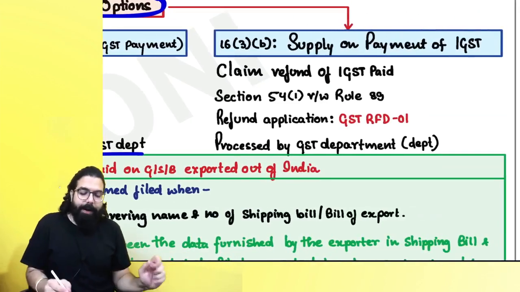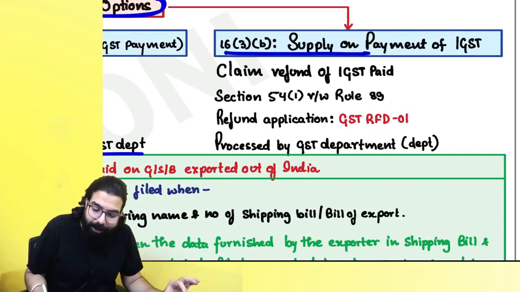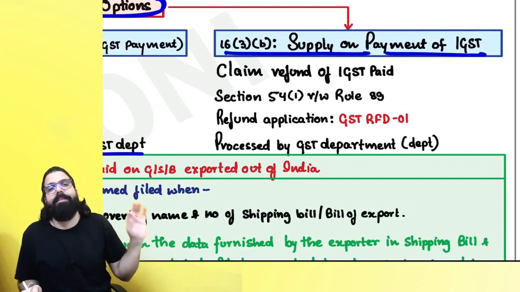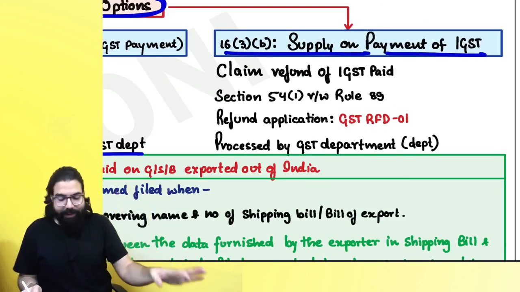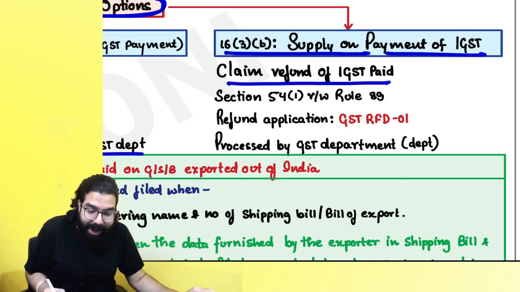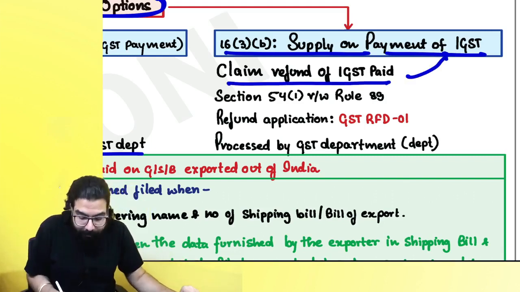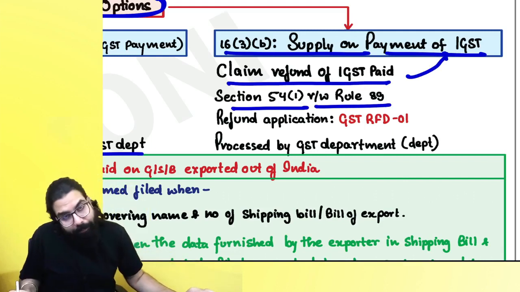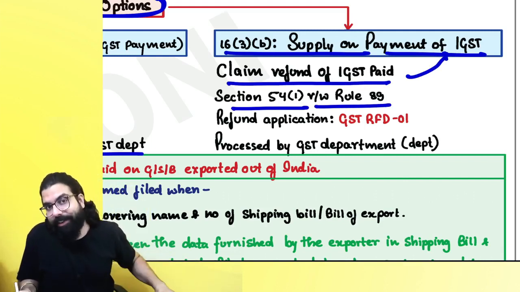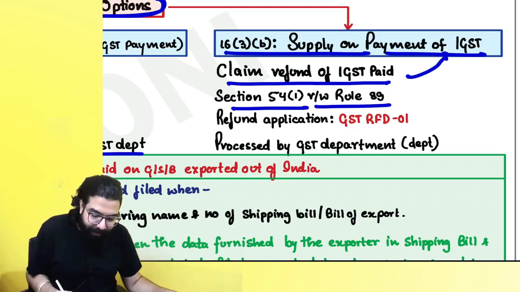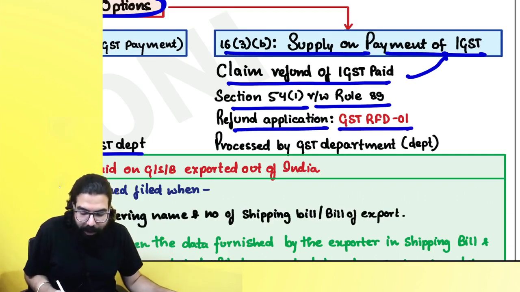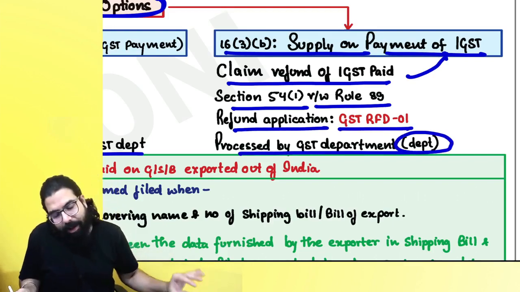And if the supply is on payment of IGST, remember always, then you can claim a refund of the IGST which is paid. Section 54 read with rule 89. Whatever IGST you paid, that refund will be given to you. You have to give a refund application, and the processing will be done by the GST department.